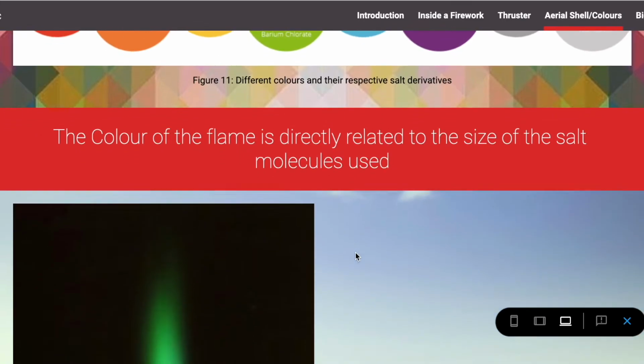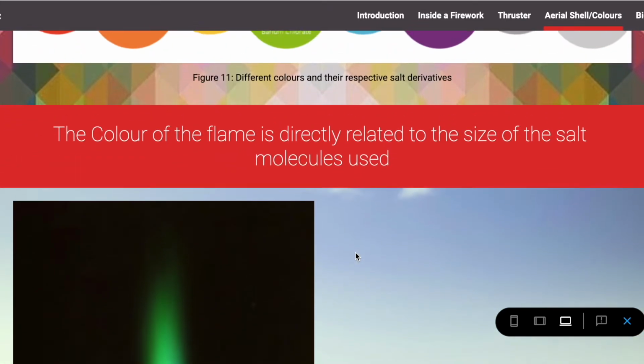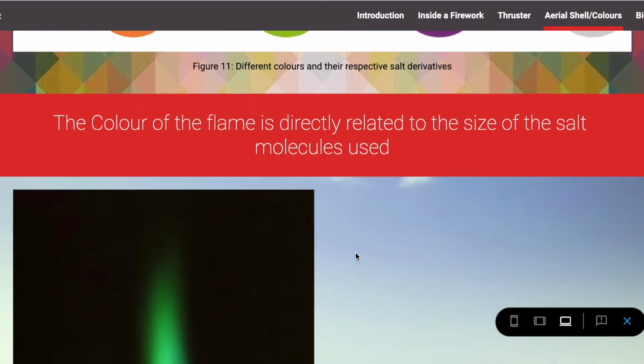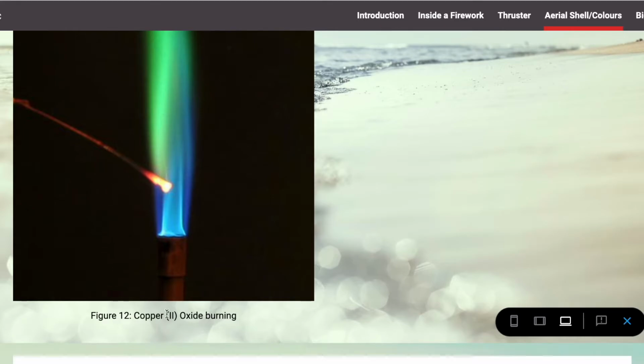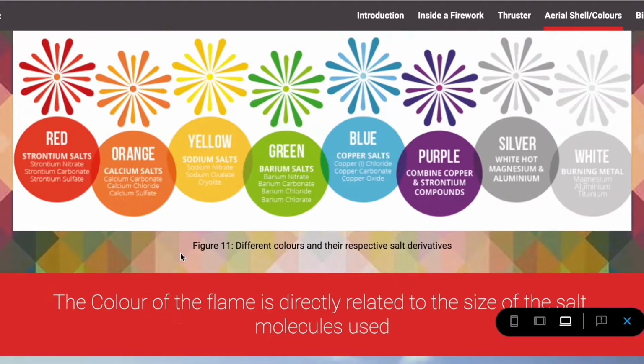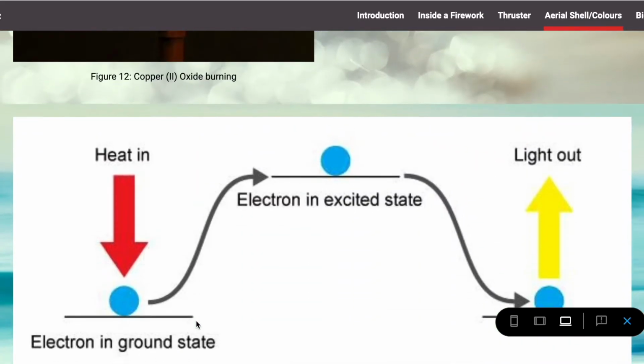The color of the flame is directly related to the size of the salt, so directly related to the amount of protons and neutrons and the size of the molecule. This is a copper oxide burning. You can see it has that nice blue and a bit of green as well. It's probably just the environment affecting it.